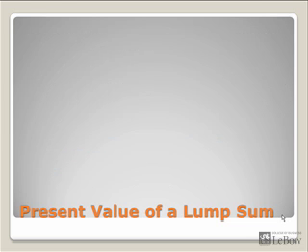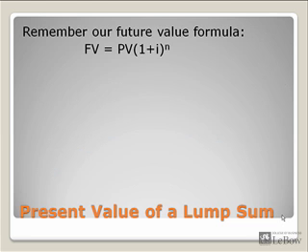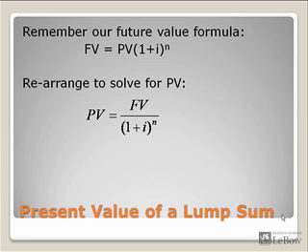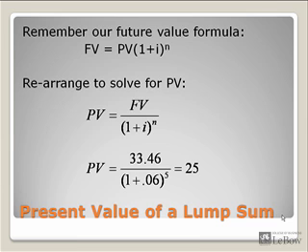Now to solve this, let's first recall our future value formula. We stated that the future value would be equal to the present value times 1 plus I to the n. So if we would like to solve for the present value, we could simply rearrange the equation. In this case, it would turn out to look like this. Present value would be equal to the future value divided by 1 plus I to the n. Inputting our variables into the equation would yield this result. $33.46, of course, would be our future value, 6% is our I, and 5 is our N. And as you may have guessed, the present value should be equal to $25.